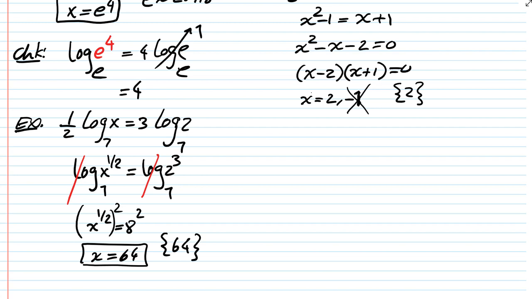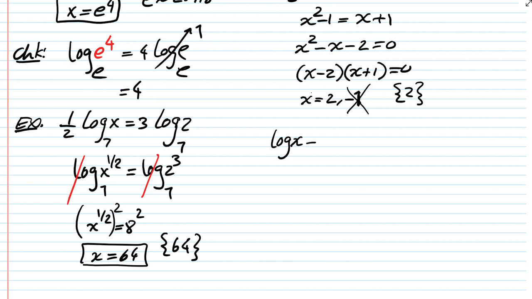And remember, we've got to check. The check will be easy here. Plug in 64 for x. Is the argument positive? Yes. We're done with the check. See how easy it is, but you definitely want to check these. Don't forget that. For all logarithmic equations, the answers must be checked.